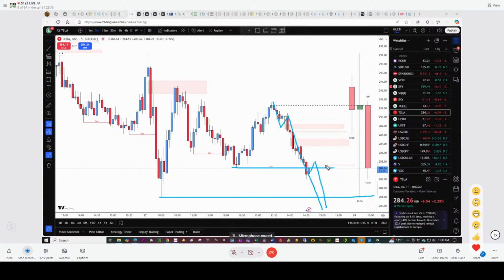Tesla is probably the most profitable stock to trade because of the way it's priced. I mean, if I'm trading 300 shares and I get $2, that's $600. That's not too shabby. Nope, that's really good.